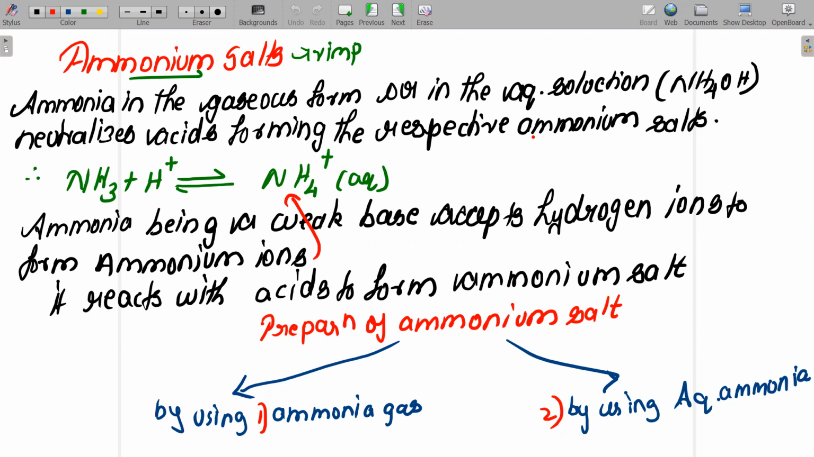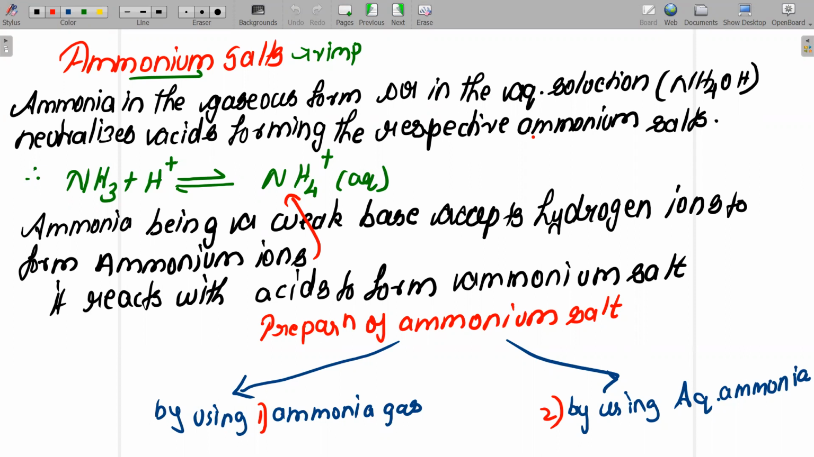So listen carefully. What do you mean by ammonium salt, children? You can take two types of ammonia: ammonia gas, such as dry ammonia, or an aqueous solution of ammonia, that means ammonia in water, the liquid form of ammonia. Any of the two types you can take. Into that ammonia, if you introduce an acid ion, that is H+ ion, you will get ammonium salt. For example, you can take NH3, introduce H+, and you get NH4+.